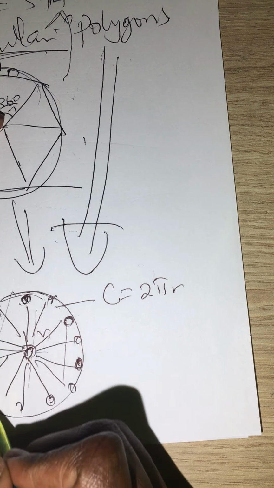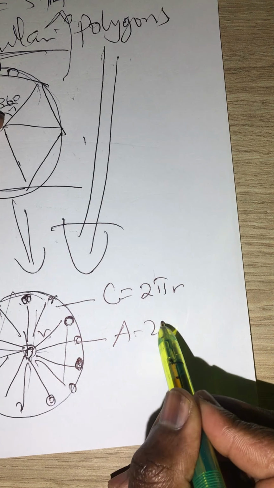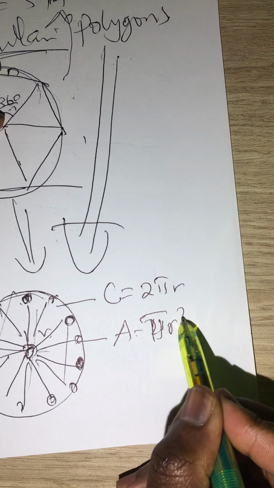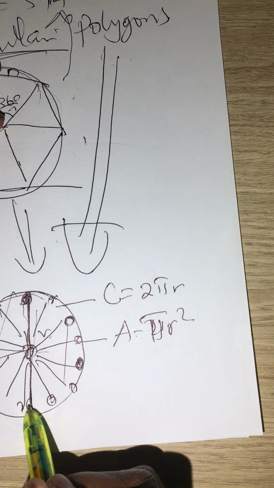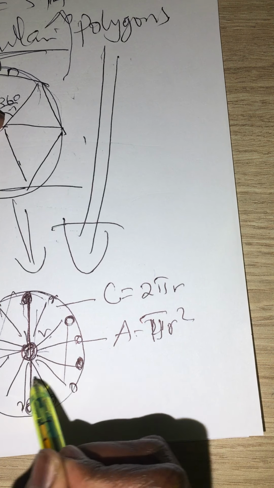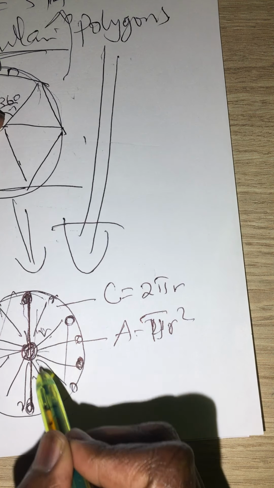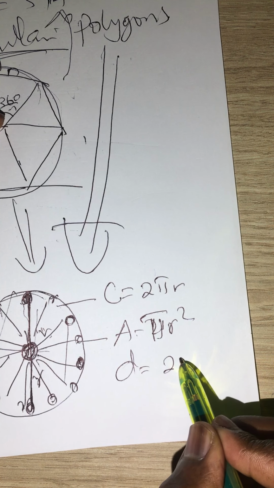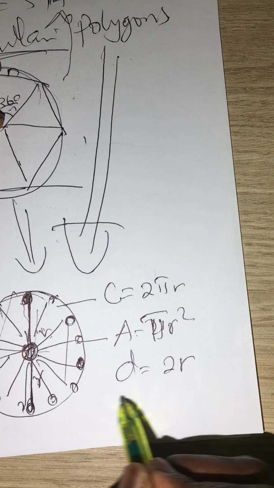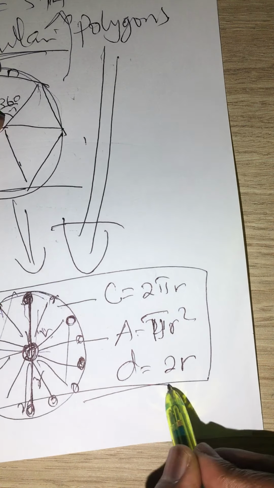The area covered by this circle is pi r square, and the diameter, which is the distance from one end of the circle to the other end via the center, is just the sum of the radii, which gives us 2r. So that defines a circle.